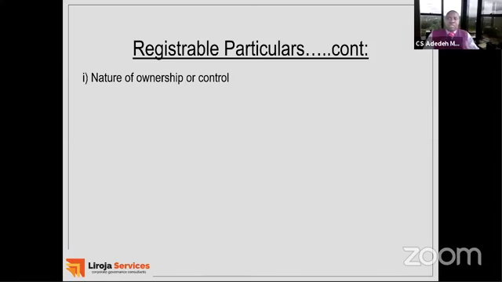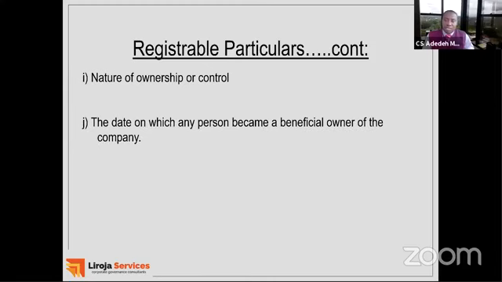Once you've identified the person, then you have to identify their interest in the company. Now, in identification of the interest, we have to establish what is the nature of ownership or control. What is the percentage ownership? What is the percentage voting rights? Do they have the right to appoint or remove a director? Or do they exercise significant control over the company?